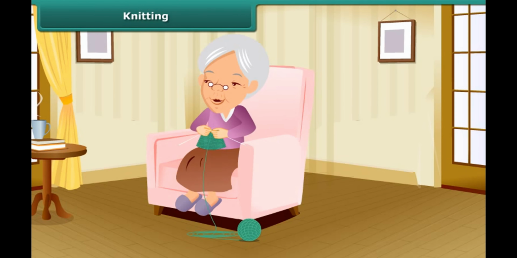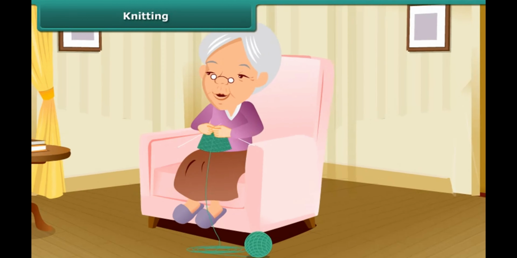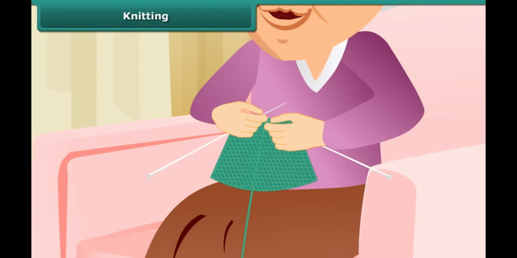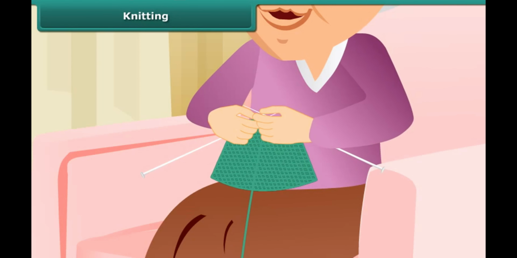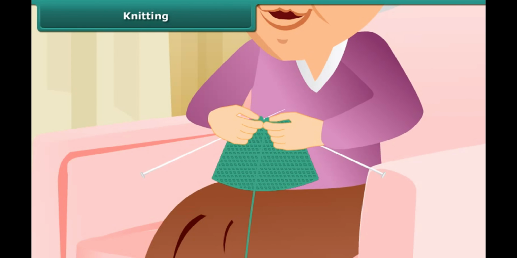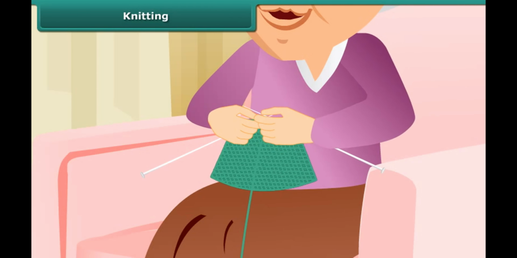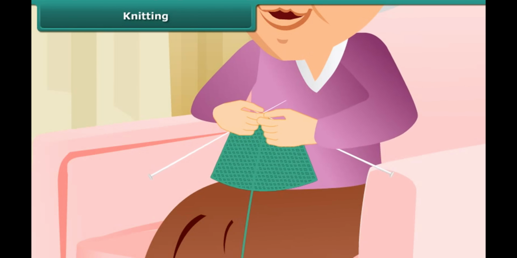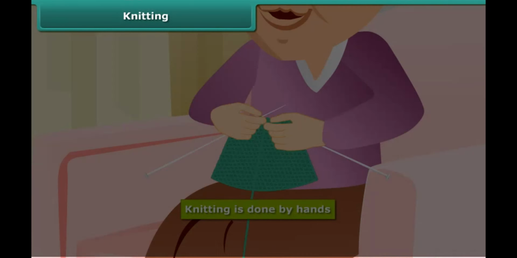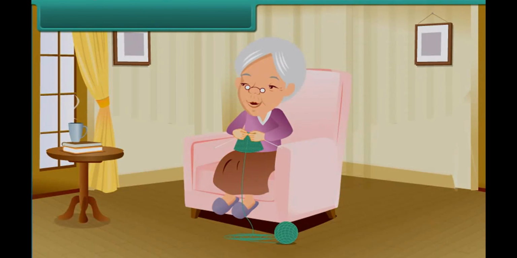Knitting. Children, you may have beautiful sweaters. Do you know how they are made? The sweaters are made by knitting. A single yarn is used to make a piece of fabric. Socks and many other clothing items are knitted fabrics. Knitting is done by hands and also on machines.